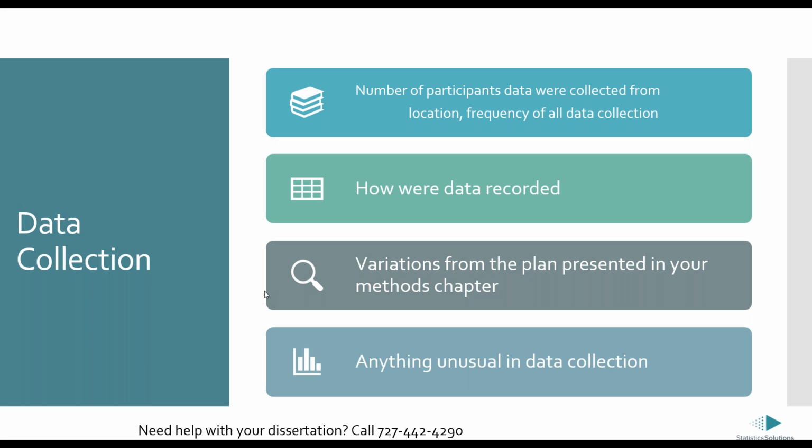And again, this is where you're going to talk about any variations from the plan that you presented in your methods chapter. So again, you've already in chapter 3 outlined all of the data collection. You've outlined your research site and setting. You've outlined who your participants will be. Okay, this is just reiteration, right?